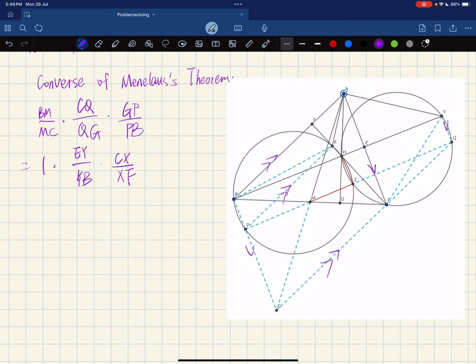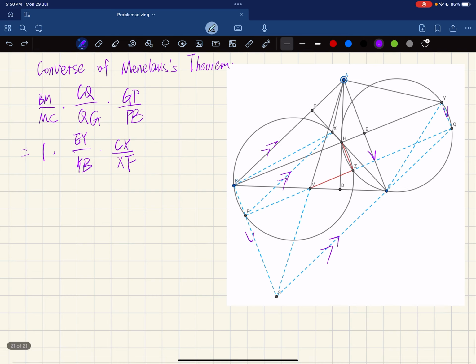Let me check if I'm wrong. Yeah, I'm wrong. The first one is correct, yes. So the one is eliminated. So EY, what does EY mean?